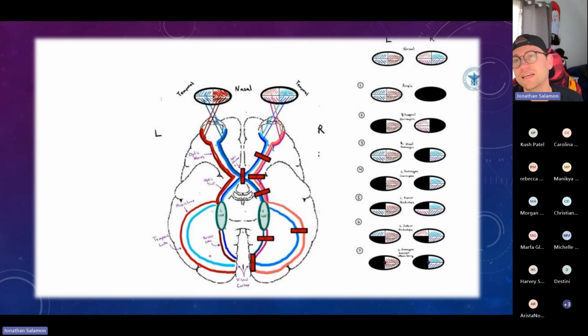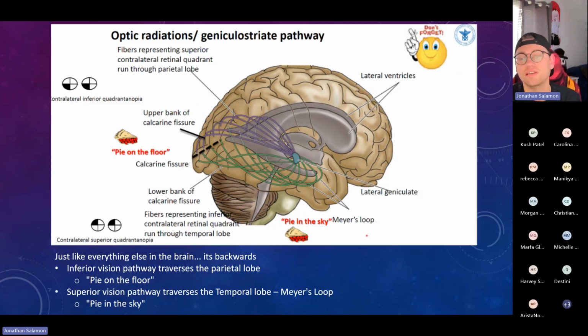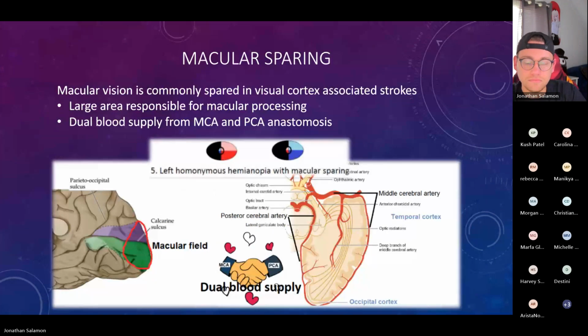And I'll be honest, the only reason I remember this is really convoluted. Meyer's loop is pie in the sky. Pie in the sky has to be the inferior part of the brain because it's backwards, right? So however you remember this, I just drew this. In his slides, he has a blank one of these. I highly recommend just throwing it on your iPad and drawing it out for yourself. It'll help you remember it a lot.